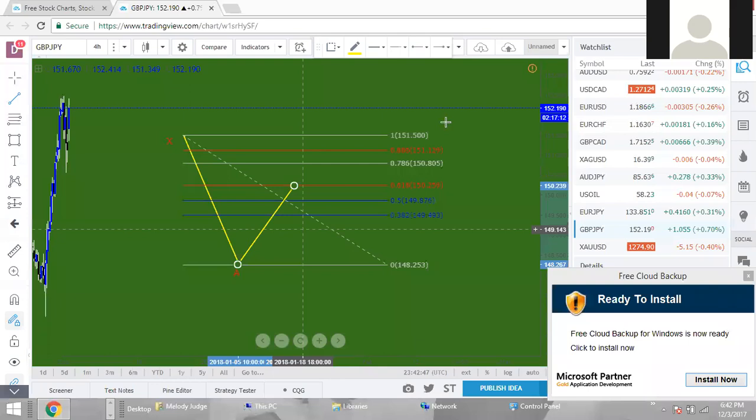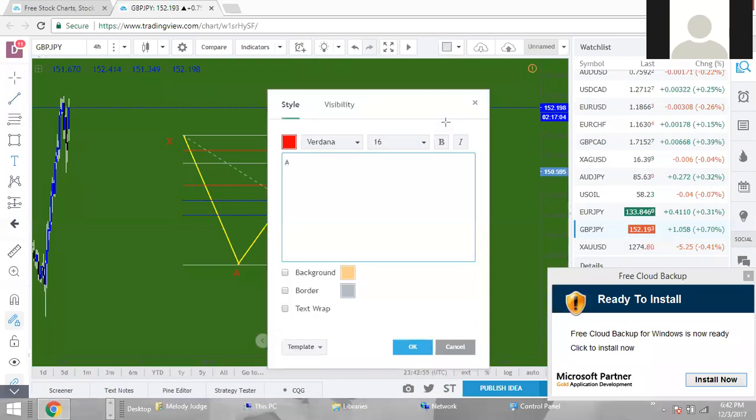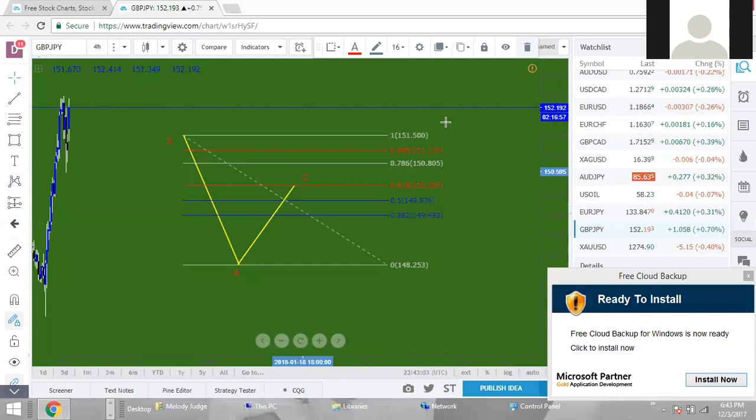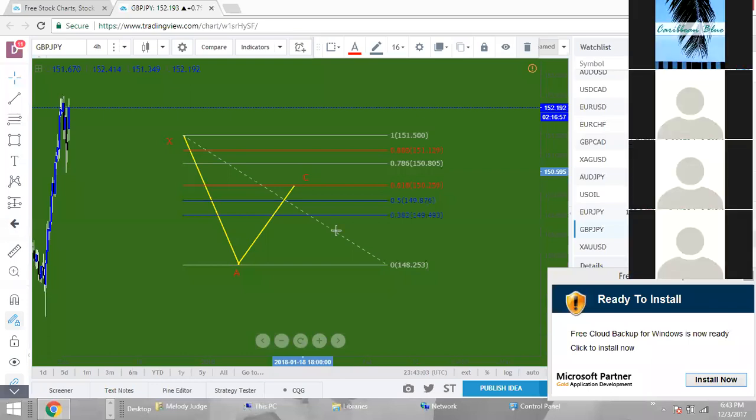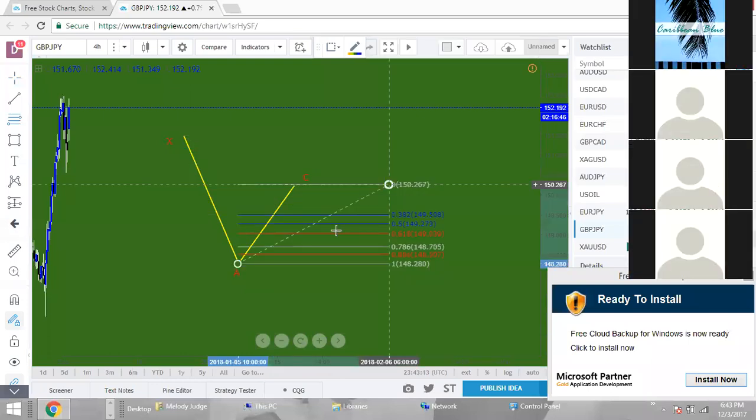Now with this C leg, we can hit the 618, the 786, or the 886. As long as we don't break the extreme lows of A, we can still consider this a valid Gartley pattern. If we break this A leg, or 100%, whatever you want to call it, it's an invalid pattern and we're looking for something else. So come down, boom, 618.